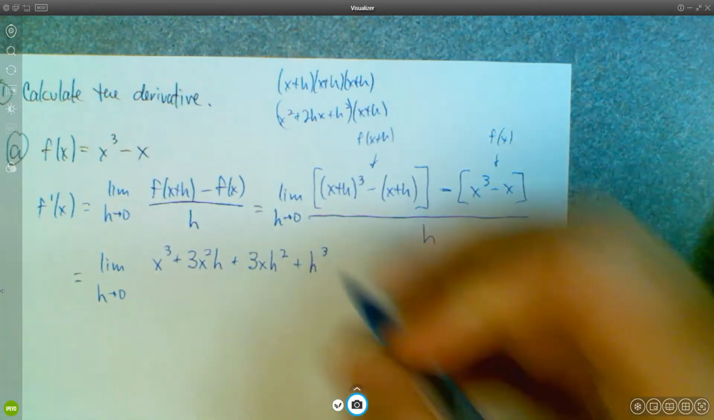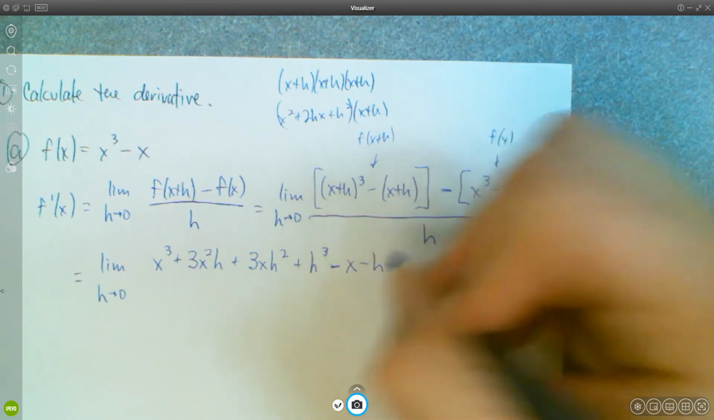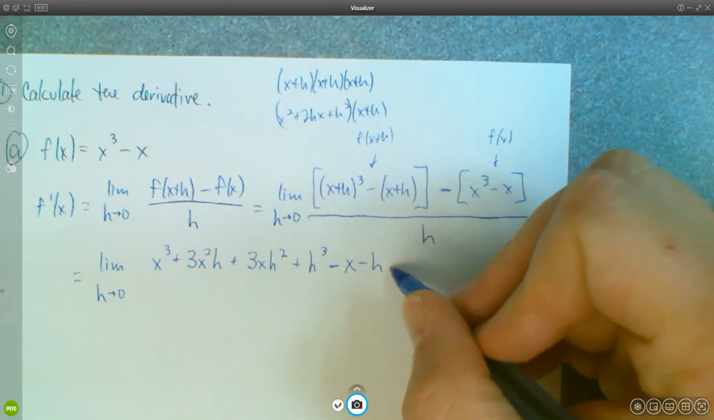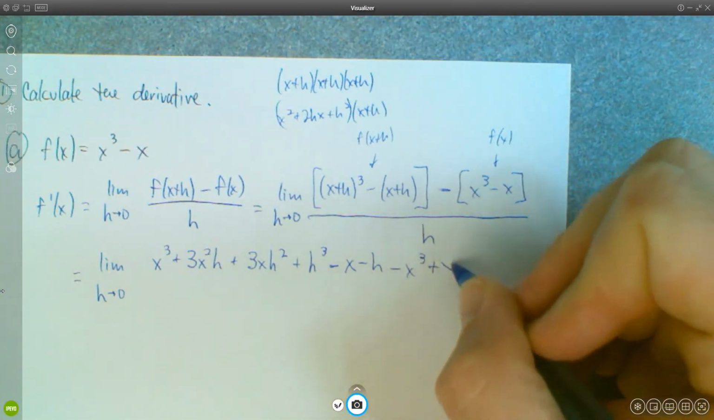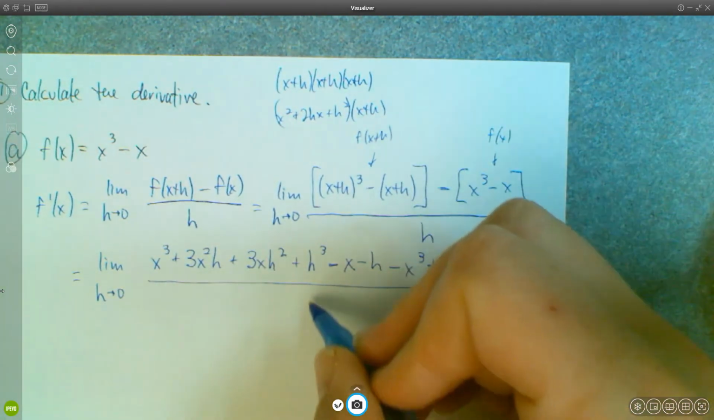Anyway, so there's x plus h cubed minus x plus h. So that's minus x minus h. Then minus x cubed minus x. So that's minus x cubed plus x. All divided by h.